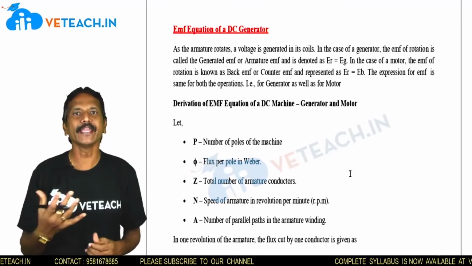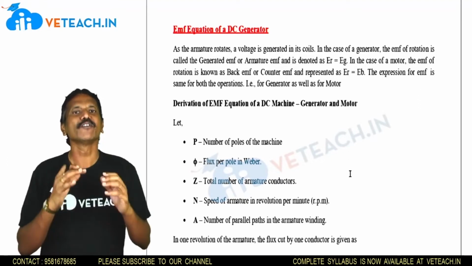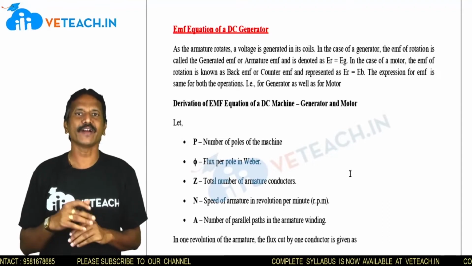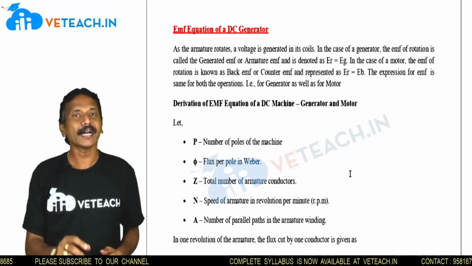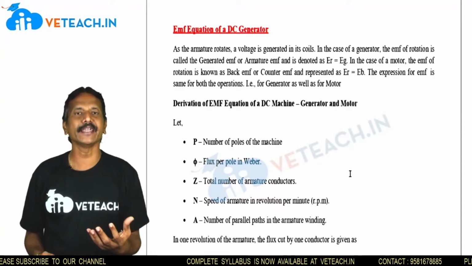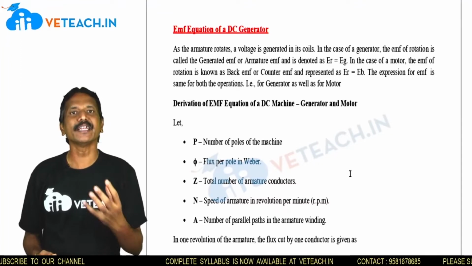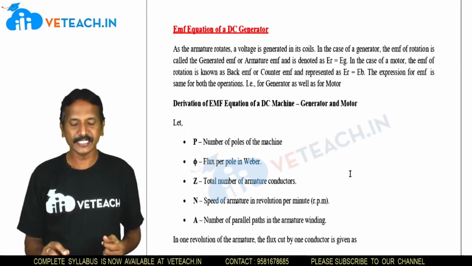How can an EMF be induced? On which principle does it depend? It is Faraday's law. According to Faraday's electromagnetism, this EMF is induced. When the armature is rotating, what type of EMF do we get? A dynamically induced EMF. The voltage is generated in the coil.